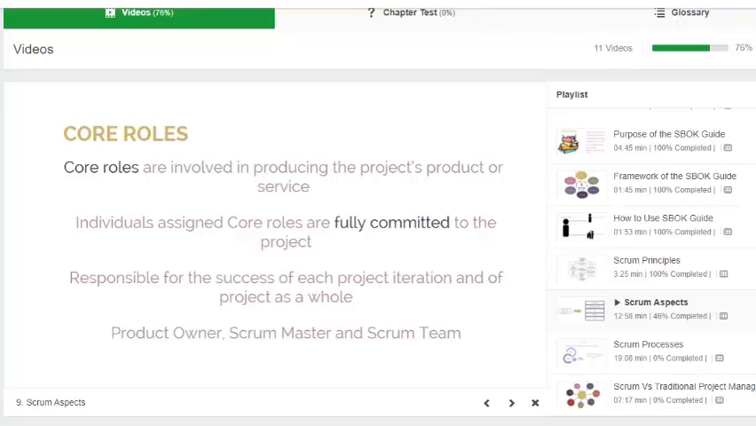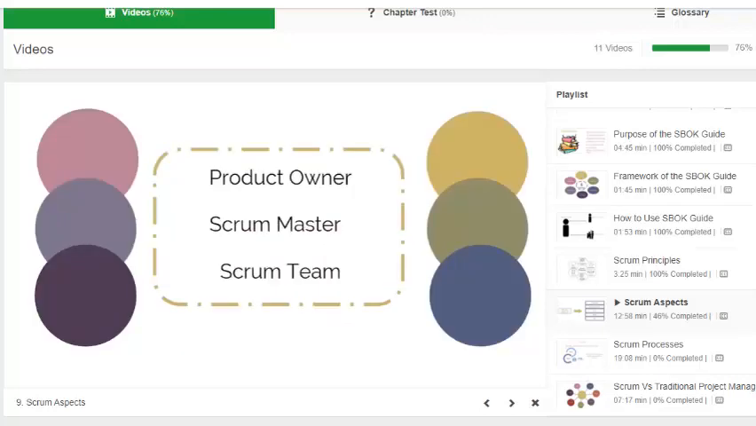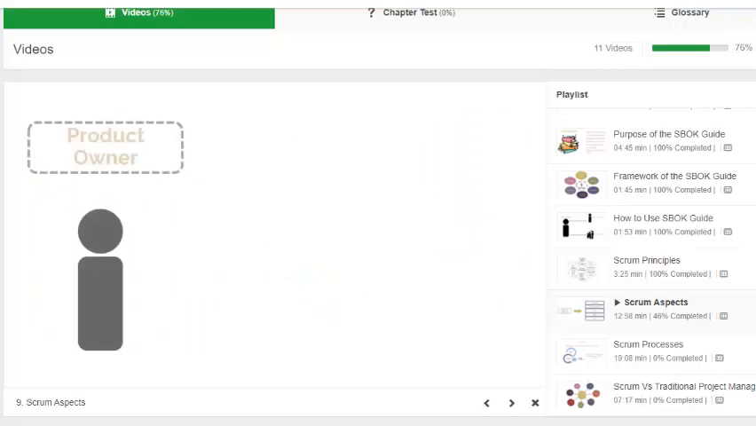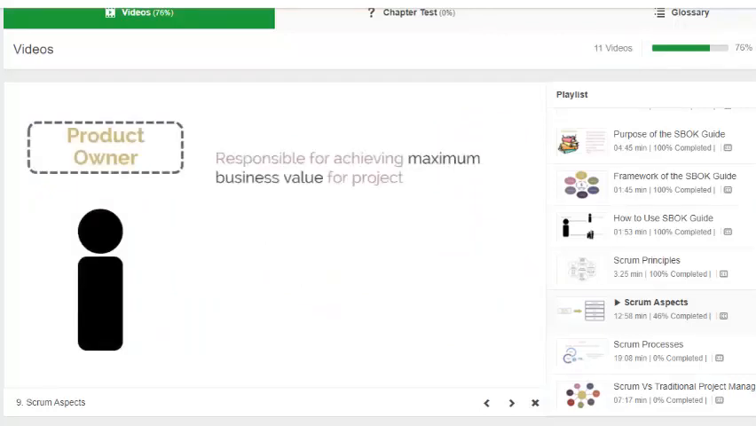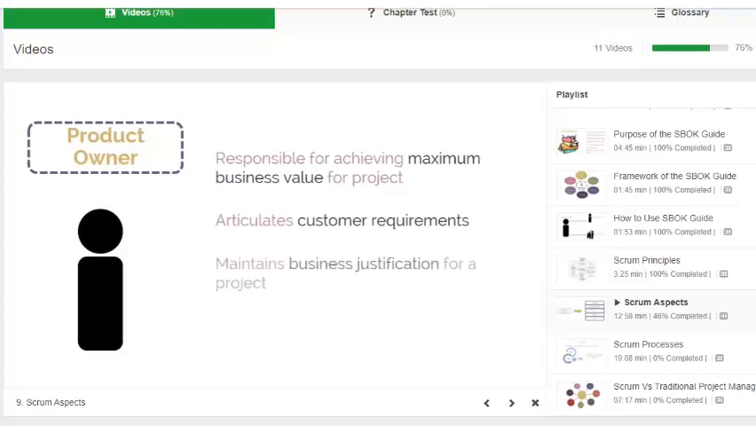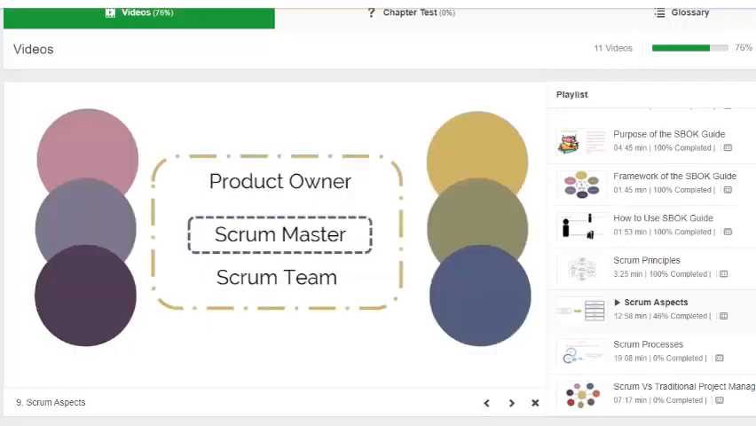Now that we have seen that there are a few inevitable names associated with the core roles, let's meet them one by one and see what they do in a Scrum-controlled project. First, we have the product owner, who is the person responsible for achieving maximum business value for the project. He or she is also responsible for articulating customer requirements and maintaining business justification for the project. The product owner represents the voice of the customer. Next is the Scrum Master.